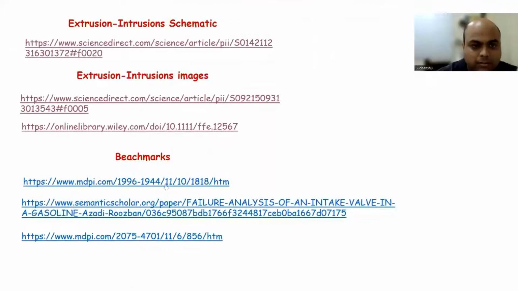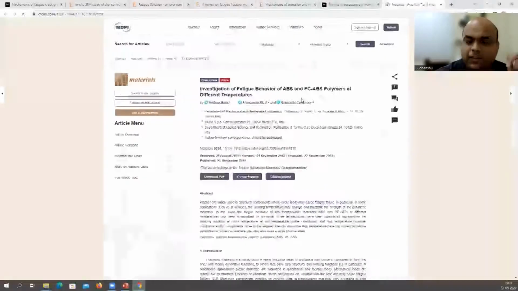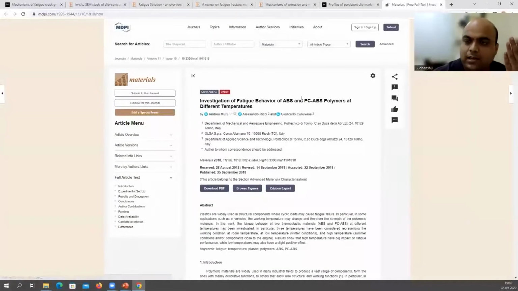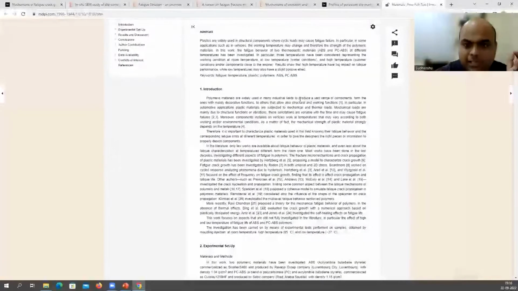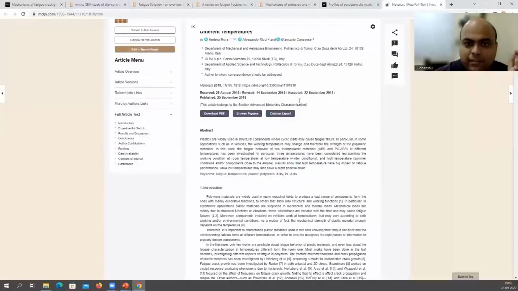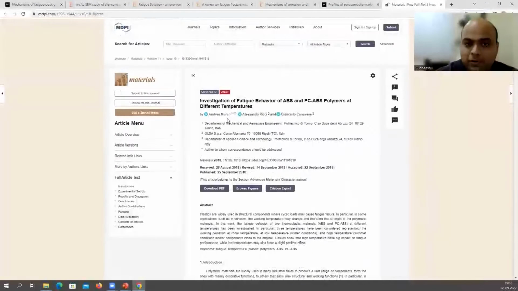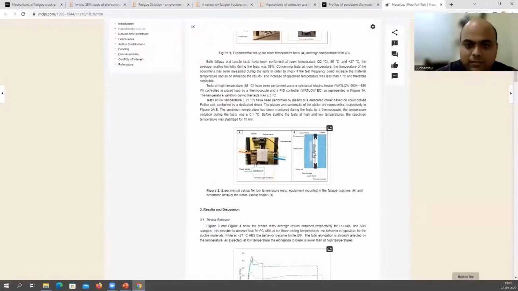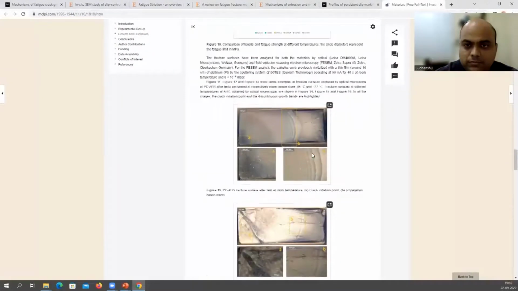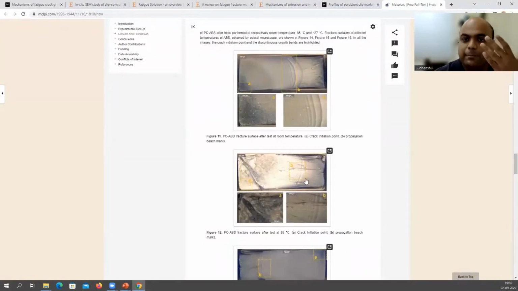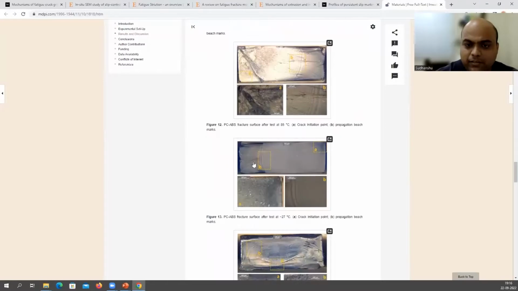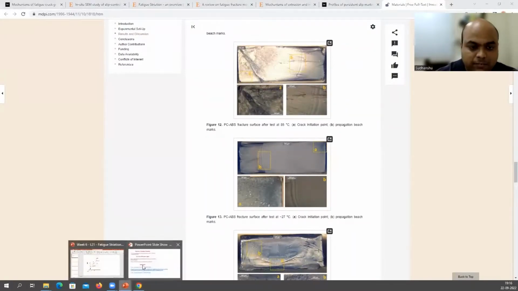Now beach marks. We know striations are microscopic images, you saw the scale bar. Now let's see beach marks. This is an open access paper from Mura, Investigation of Fatigue Behavior of ABS Polymers. So these are your beach marks in polymers. Macroscopically, you should be able to see them. So these are your beach marks. Okay, let's go to another one.